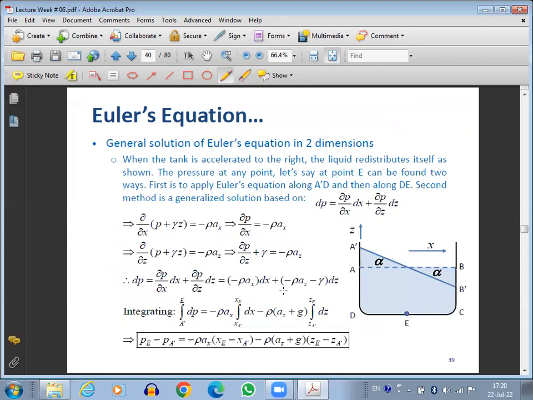This is the general solution for Euler's equation in 2 dimensions. We did Euler's equation in 1 dimension. This is the solution for Euler's equation in 2 dimensions. I don't want to go through it. We are not covering Euler's equation in 2 dimensions, but it is there in the lecture slides in case you are curious and enthusiastic, and of course, you are more than welcome.